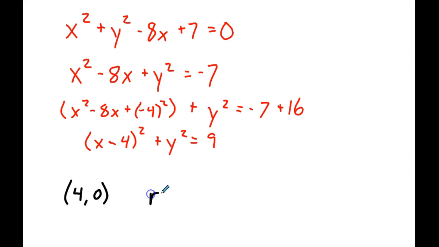And the radius is going to be 3. Remember, if this is our value, there's no squared on it, we need to take the square root. The square root of 9 is 3.